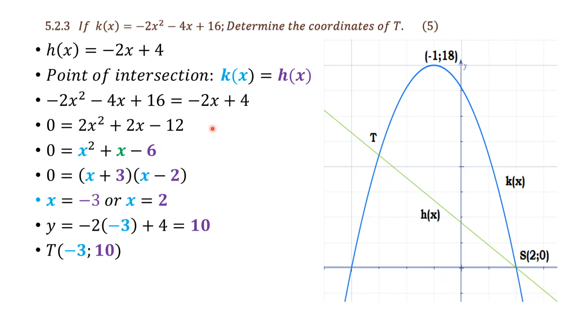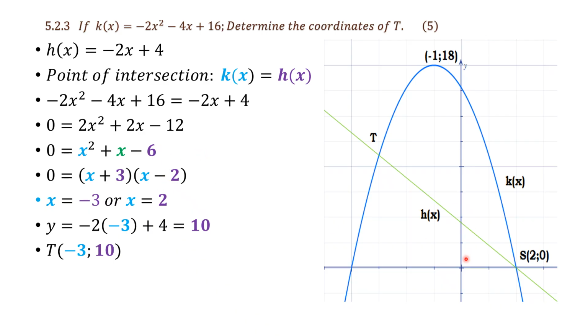We can divide by a value that goes into all of them, in this case 2. So 2 divided by 2 gives me 1x squared, 2x divided by 2 gives me x, and minus 12 divided by 2 would give me negative 6. To factorize, x squared can only be x times x. Factors of 6 that add up to 1. So first, 3 times negative 2 gives me negative 6, but 3 minus 2 gives me positive 1x. So therefore, x equals minus 3. Remember, plus 3 goes over and becomes negative 3. And here, negative 2 goes across the equal sign and becomes positive 2.